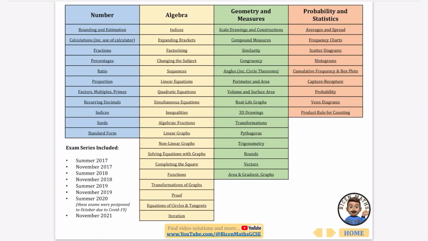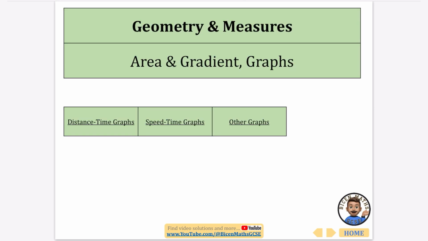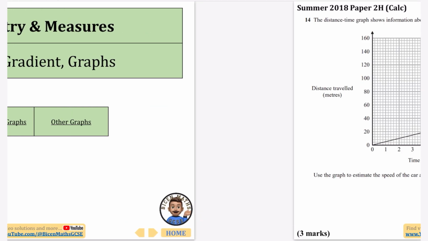Okay, in this video, I'm going to be taking you through all of these area and gradient kind of graphs. These are the ones that tend to be distance time or speed time graphs, and they tend to be curved, and it's about either finding the area underneath them or the gradient at particular points. So this is not to be confused with these sort of real life graphs.